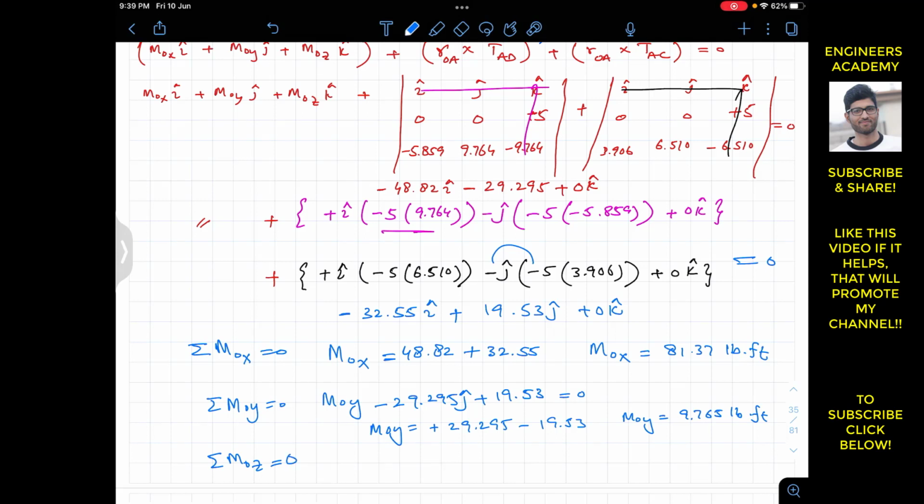And similarly, to find the reaction moment about the z-axis, we have to find this sum equals to 0. So we have to write MOZ plus this 0 plus this 0. So this means that MOZ is equal to 0.